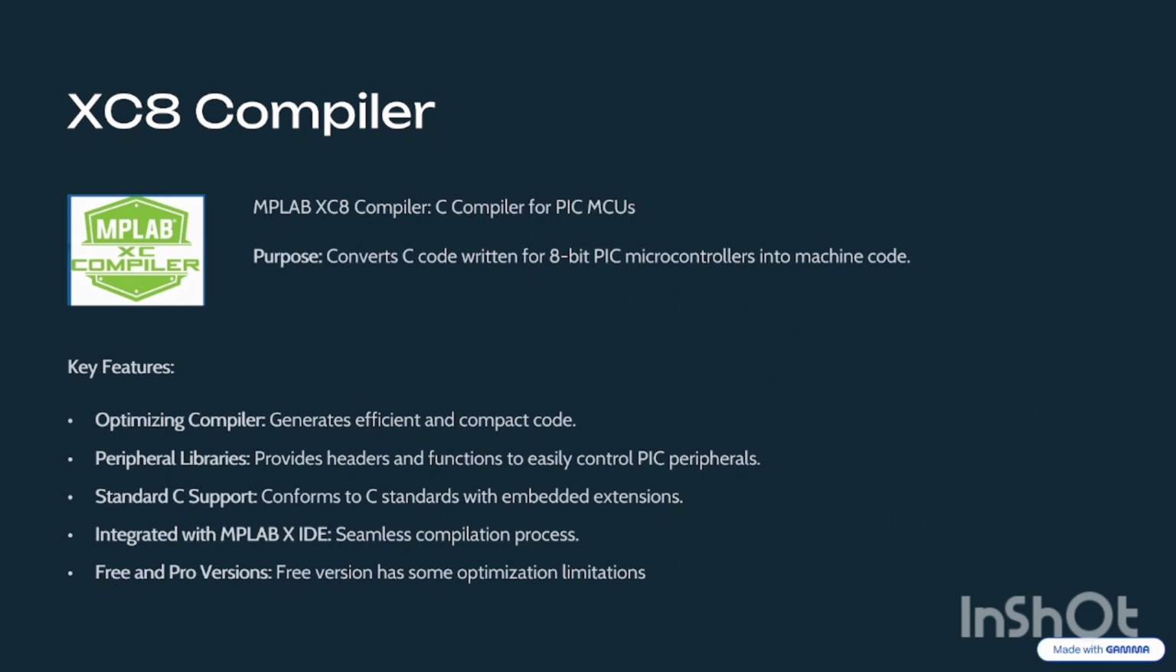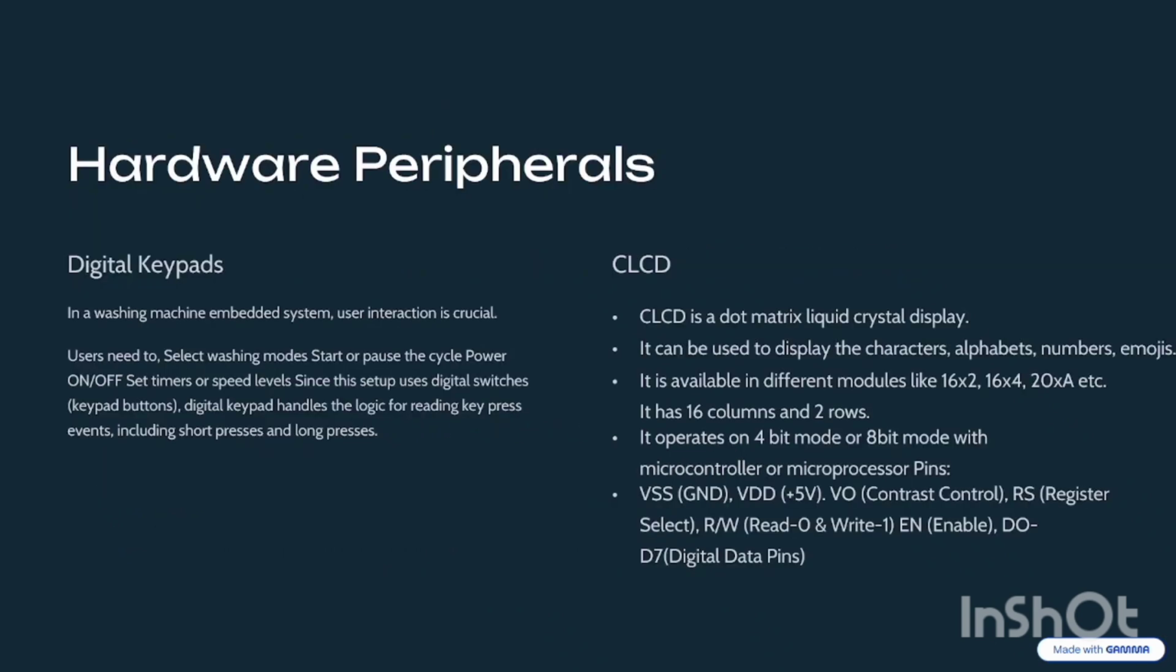demonstration. Okay. So far we have seen the software requirements. Let's see the hardware peripherals that we need. First one is digital keypads. In a washing machine embedded system, user interaction is crucial. So the user needs to select the washing mode, start or pause the cycle, power on or off, and set timers or speed levels. Since this setup uses digital switches such as keypad buttons, the digital keypad handles the logic for reading key press events, including short presses and long presses.